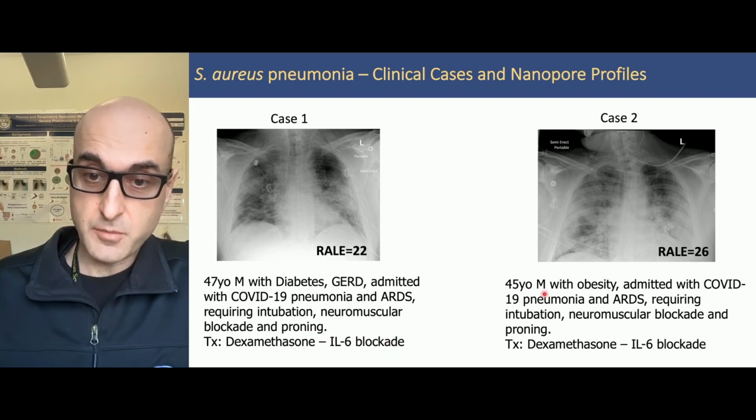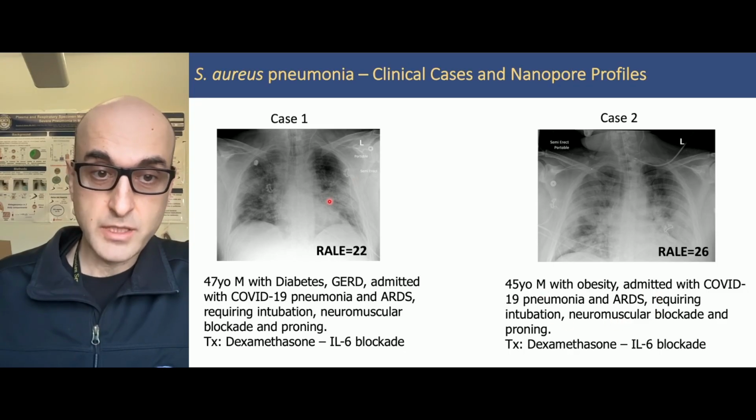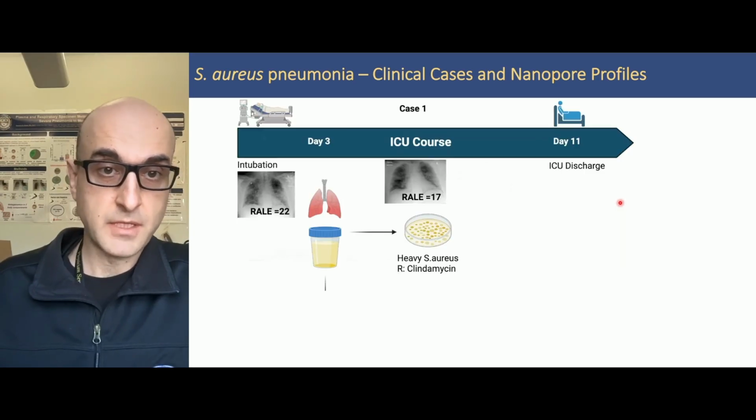Case two was a very similar presentation: a 45-year-old man with obesity, similar clinical findings, similar treatment. And we can see also, in terms of radiographic densities by those RAIL scores, they were also quite similar at the beginning. So let's see what happened.